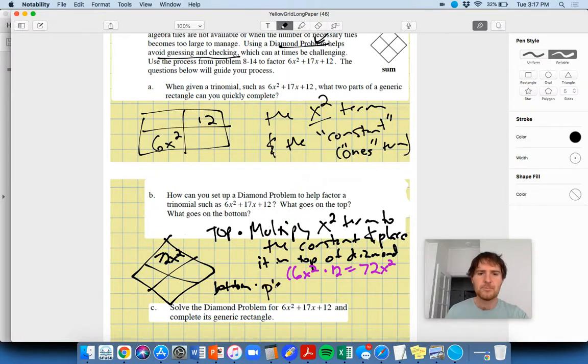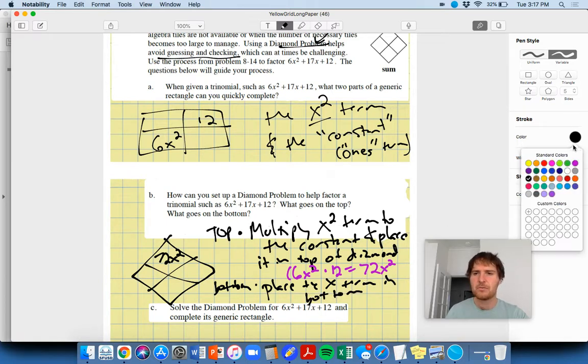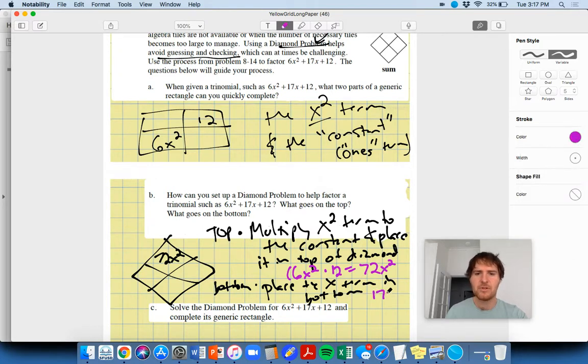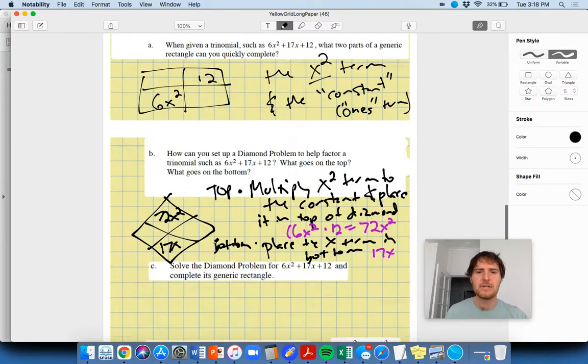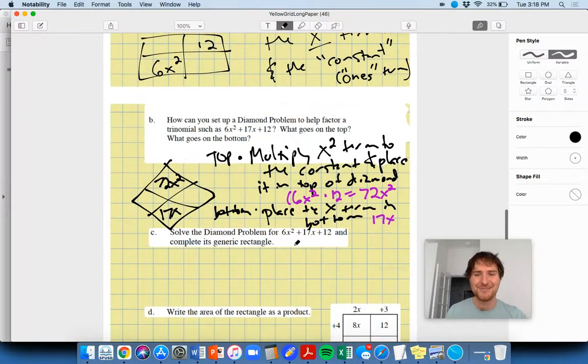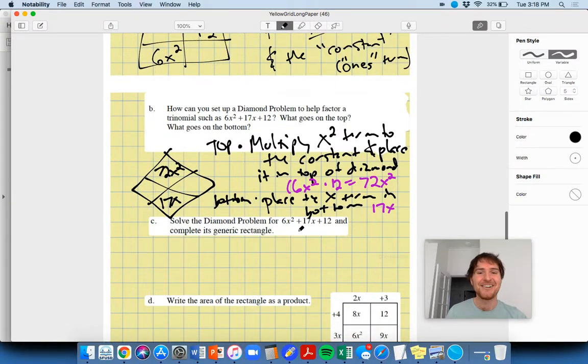Which is place the x term in the bottom. Okay, what is the x term again? We just get that directly from the trinomial up here. So we put 17x down in the bottom. I'll do that right here, 17x. Okay, that's how you set it up to factor here. And it says solve the diamond problem, which I showed you the answer to in the answer key a second ago. So let's figure it out and complete the generic rectangle.